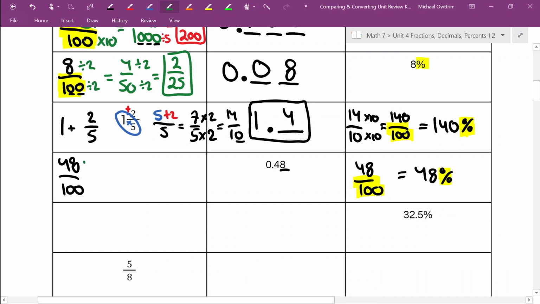Let's return to our fraction and let's simplify that. I'm going to divide both these numbers by 2 since they're both even. That'll give me 24 out of 50. They're still both even, so I'll divide them by 2. That'll give me 12 out of 25. 12 only divides by 1, 2, 3, 4, and 6. And 25 doesn't divide by any of those, so that's our simplest form.